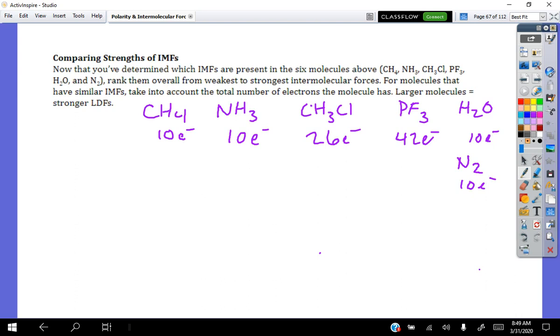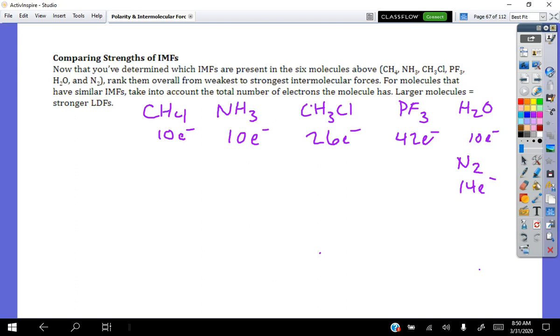First thing I know is that my London dispersion forces are going to be weakest. So if I'm trying to compare CH4 and N2, they're about the same in strength because of their number of electrons. They both have dispersion forces. I'm sorry, I made an error. Nitrogen's atomic number is 7. There should be 14 electrons here.